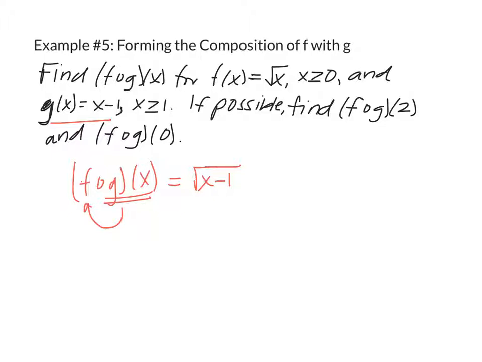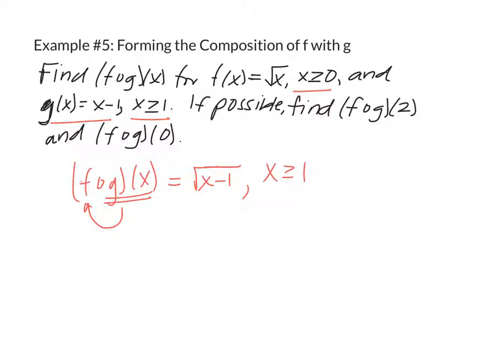And then we have to look at the restriction. So this restriction says, okay, well, x is greater than or equal to 0, and the other restriction says x is greater than or equal to 1. So our total restriction must satisfy both situations. So then our restriction overall is x is greater than or equal to 1 because it overlaps with x is greater than or equal to 0, but it starts at 1.